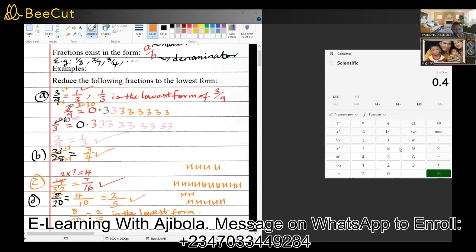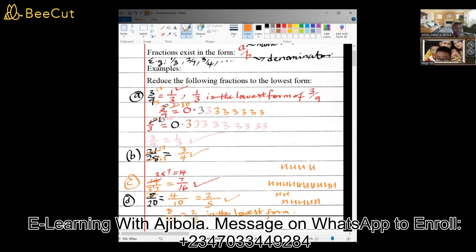So you can see that both 8 over 20 and 2 over 5 give us 0.4, right? So with that, we can say they are still the same value. We just used that calculator to check the answer that we have. We can see that the answer is still correct. So let us look at more examples. Now we can take a look at bigger numbers.